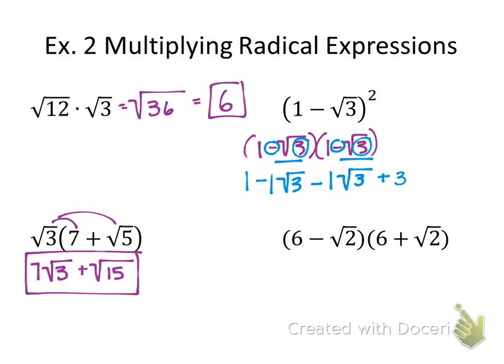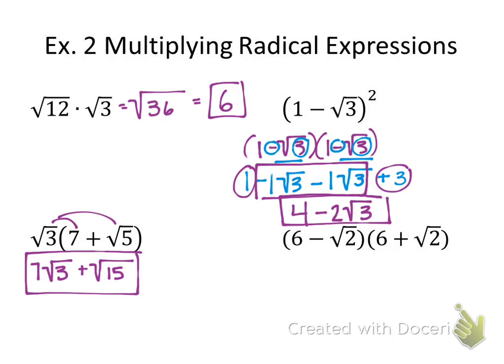Now, what I'm going to do is I'm going to combine like terms. So I know that I have a 1 and a 3 that are like terms. So 1 plus 3 is 4. Then I have like terms, negative 1 times the square root of 3 plus negative 1 times the square root of 3. They both have the square root of 3, so I know they're like terms. Negative 1 plus negative 1 is negative 2 times the square root of 3. Is there anything else I can add together? No, because nothing else is like terms. I can't do 4 minus 2 and say 2 because they're not like terms. So this would be my final answer.